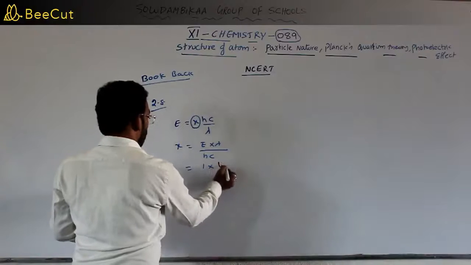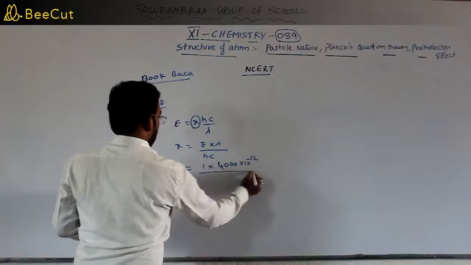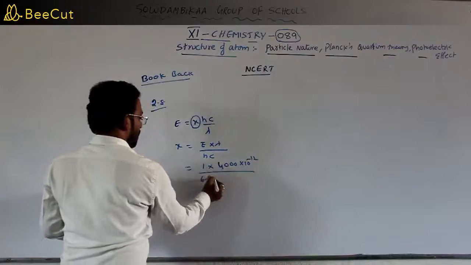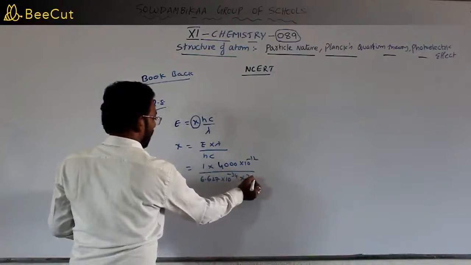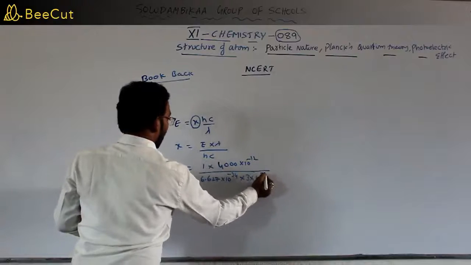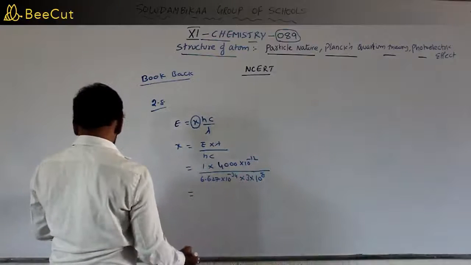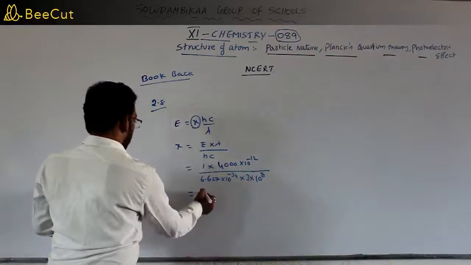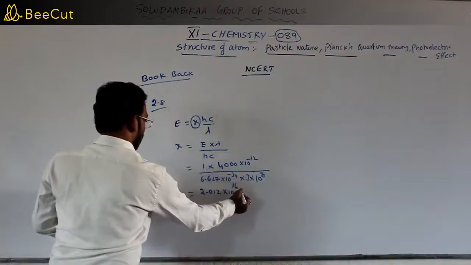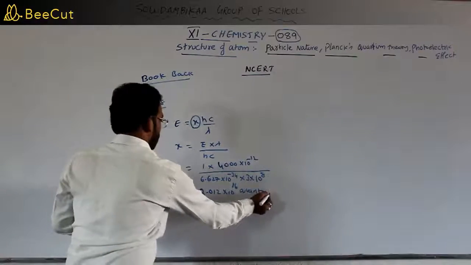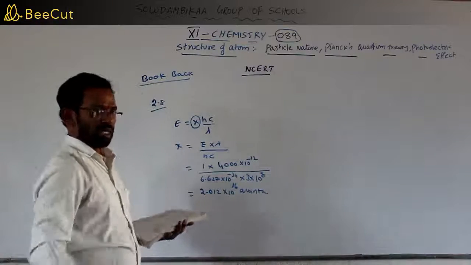Lambda value 4000 picometer means 4000 into 10 power minus 12 meters divided by h value 6.627 into 10 power minus 34 into velocity of light 3 into 10 power 8 meters per second. Calculate, and you will get approximately 2.012 into 10 to the power of 16 quanta. The same formula we are using in solving the in-text question also.